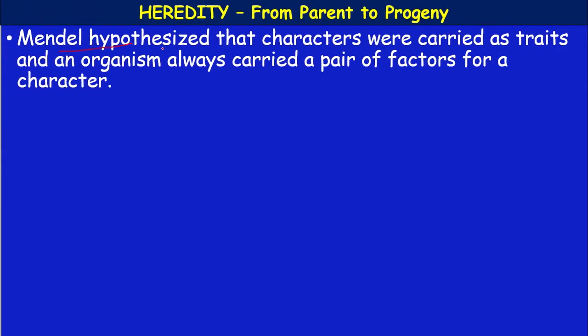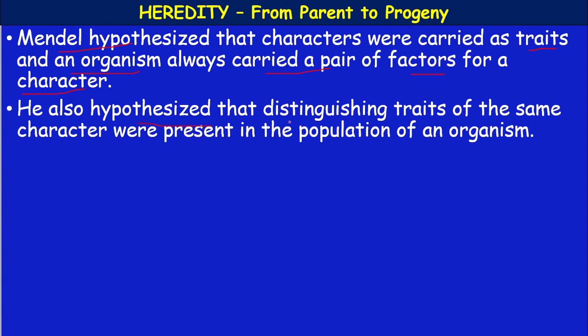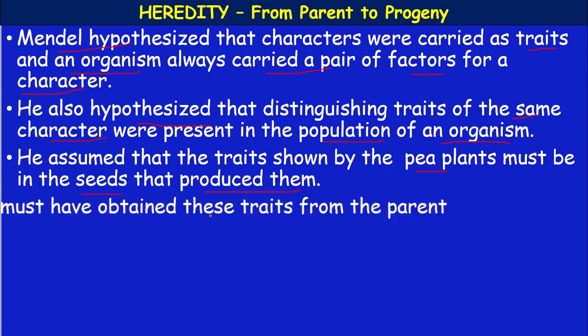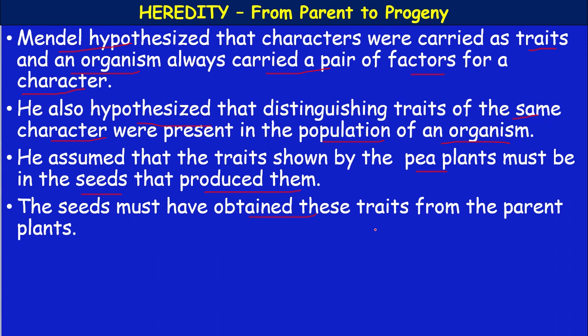Mendel hypothesized that the characters were carried as factors, and an organism always carried a pair of factors for a character. He also hypothesized that distinguishing factors of the same character were present in the population of an organism. He assumed that the factors shown by the pea plants must be in the seeds that produced them. The seeds must have obtained these factors from the parent plants.